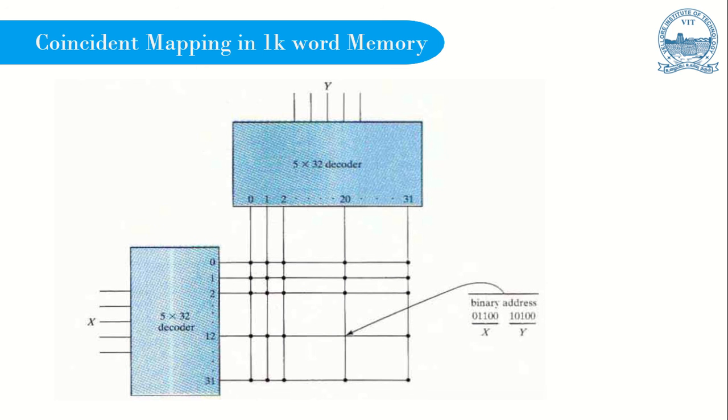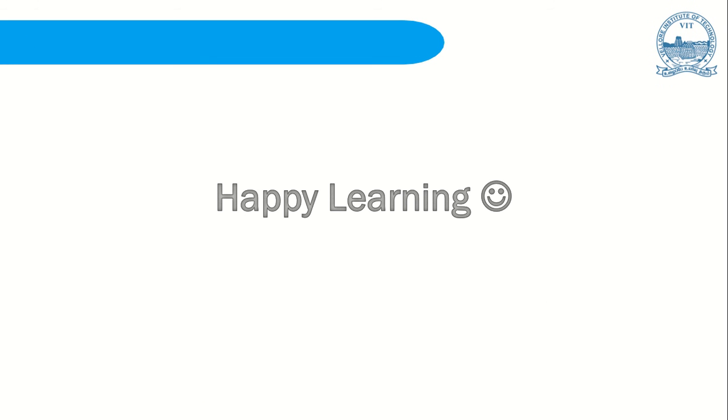So in this way the memory is addressed in two-dimension mapping. In other words, it is called coincident mapping.